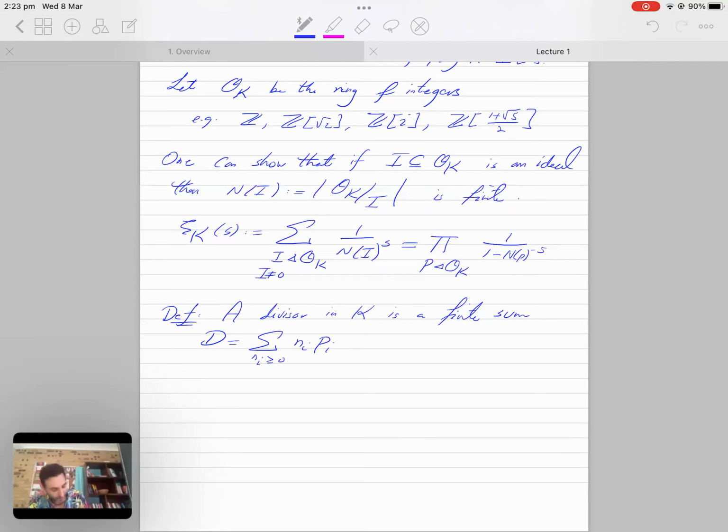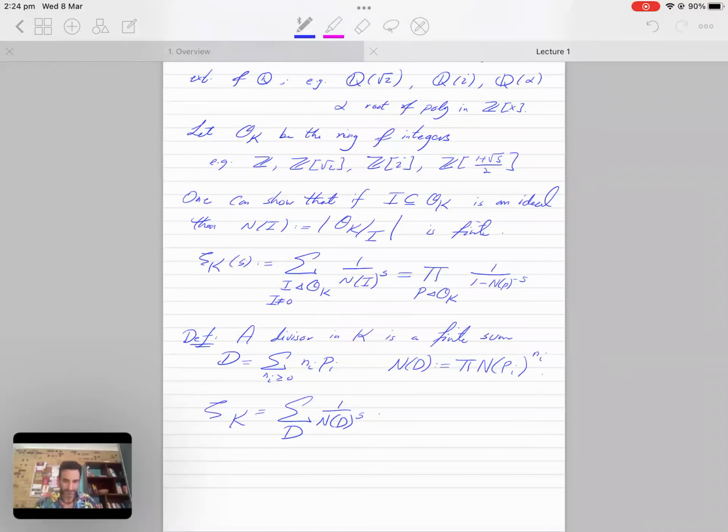And then we define the norm of the divisor to be the product of the norms of these prime ideals, I guess, to power n_i. And then the zeta function can also be written as the sum over D, if I did things correctly. So here I'm considering non-negative divisors. I don't remember if divisors can have negative coefficients a priori or not. But okay, so 1 over N(D) to the s.